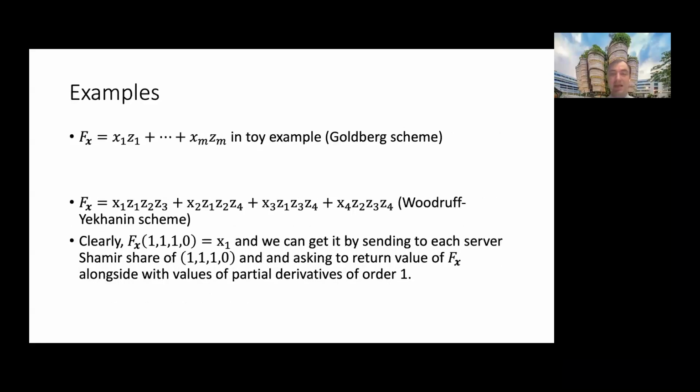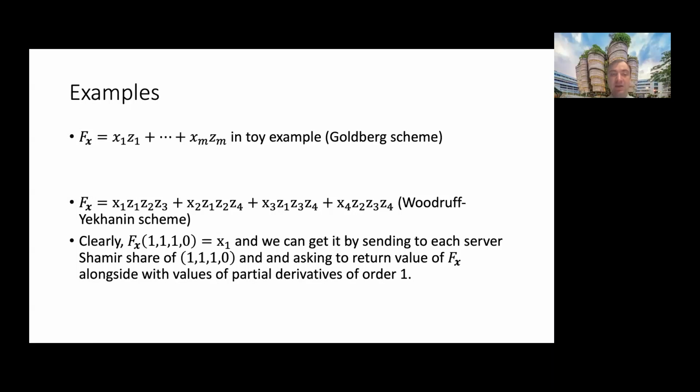For example, in the scheme which I presented before, the toy example scheme, which is actually the Goldberg scheme, this polynomial has the following shape. It's just the sum of the products of x_i, so of the files, with some intermediate variables z_1 till z_m. So x_1 times z_1 plus x_2 times z_2 till x_m times z_m. And in the case of the Woodruff-Yekhanin scheme it is the following. It's x_1 times z_1 z_2 z_3 plus x_2 times z_1 z_2 z_4 plus x_3 times z_1 z_3 z_4 plus x_4 times z_2 z_3 z_4, for the case of 4 files.